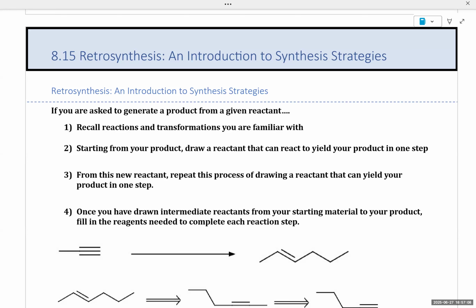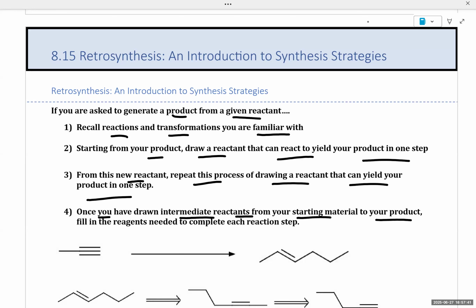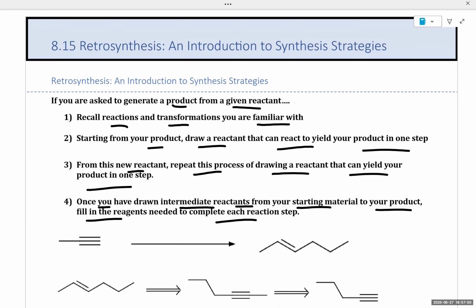So what is retrosynthesis? Well, if you're asked to generate a product from a given reactant, the first thing that I like to do is to recall and think about reactions and transformations that you are familiar with. Starting from your product, you're going to draw a reactant that can react to yield your product in a single step. From the new reactant, repeat this process of drawing a reactant that can yield your product in one step. Once you have drawn the intermediate reactants from your starting material to your product, fill in the reagents needed to complete each reaction step. This is what's known as rudimentary retrosynthesis.